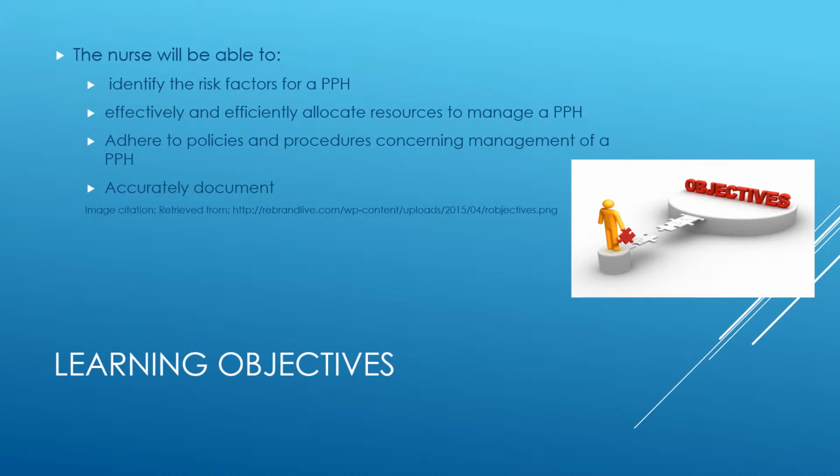There will be 4 learning objectives. The first will be that the nurse will be able to identify the risk factors for a postpartum hemorrhage. She will effectively and efficiently allocate resources to manage a postpartum hemorrhage. She will be able to adhere to policies and procedures concerning management of a postpartum hemorrhage, and she will be able to accurately document the events that took place during the hemorrhage.